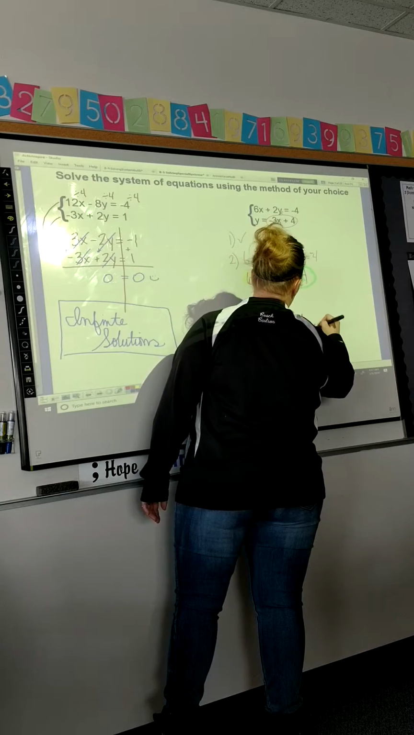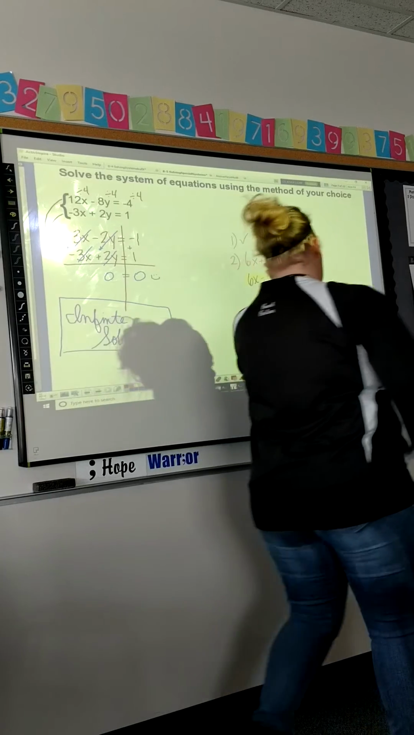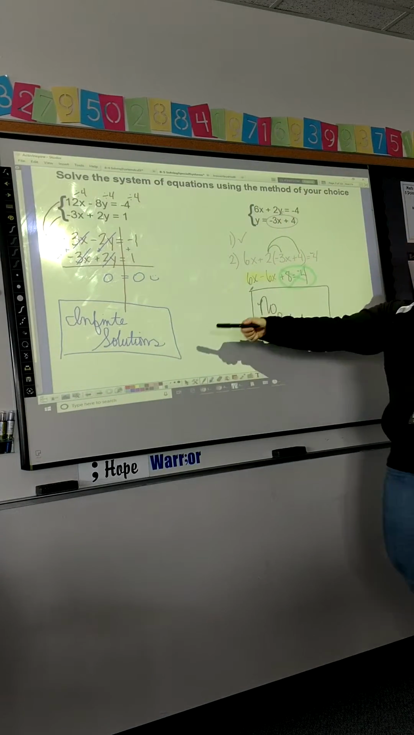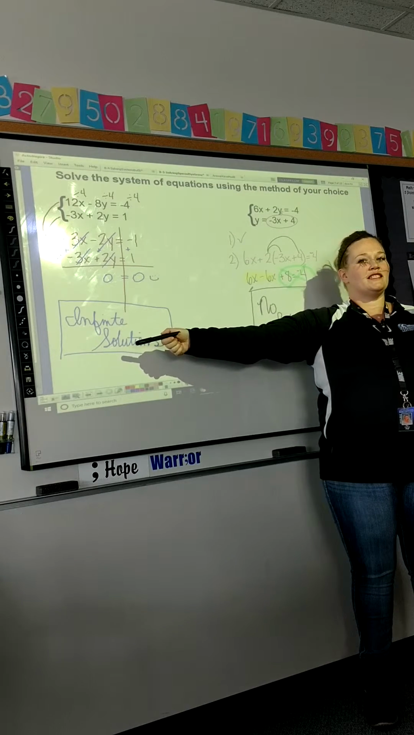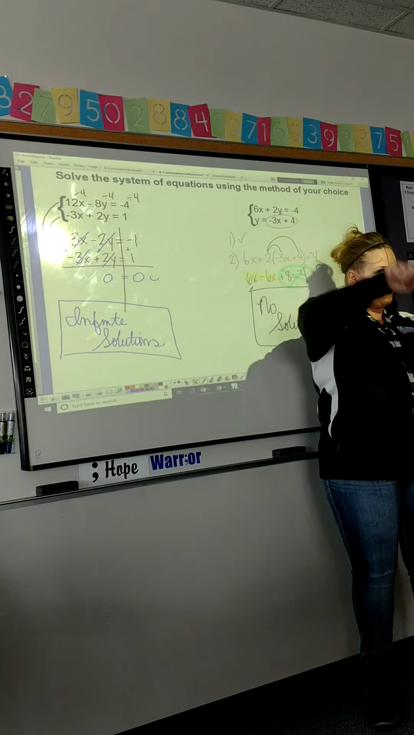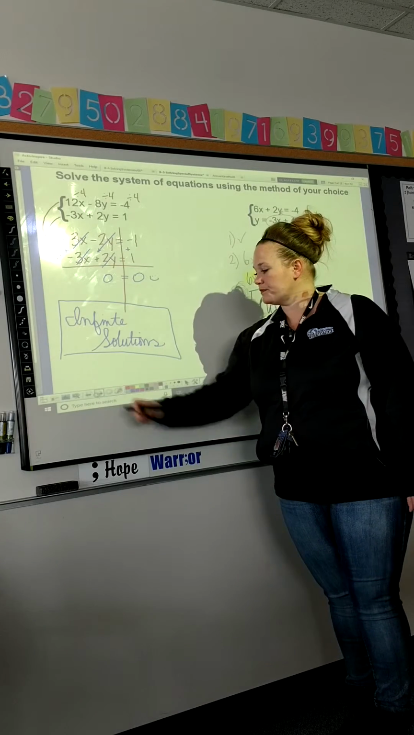What would this look like if I graphed it? Parallel lines. Very good, Devin. What would the infinite solutions case look like if I graphed it? They would be on the same line. You'd have the same line that you're trying to draw twice. They'd meet forever because they're on the same line. That happens on your homework.